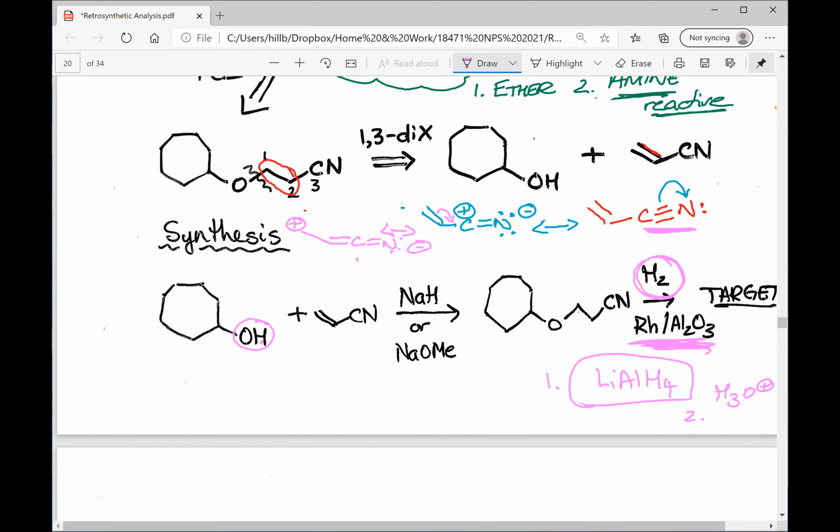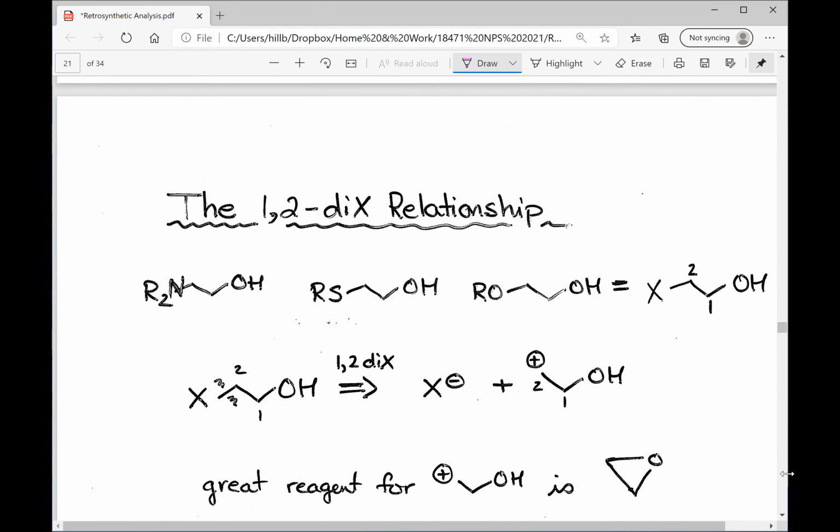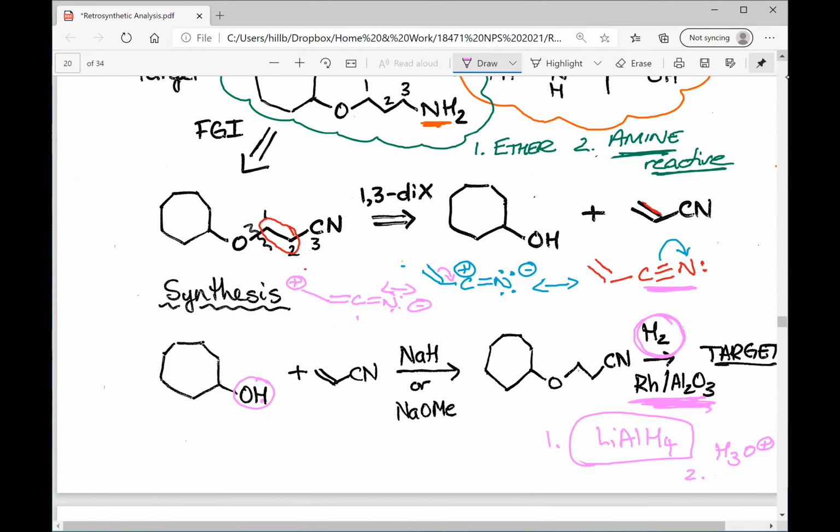So two group disconnections are better than none. Now, one of the most common ones is the 1,2. So when you've got heteroatoms, 1, 2, 1, 2, 1, 2, so there's 2 carbons in between them. And this would be it. There are 2 reagents that are particularly useful in this case.